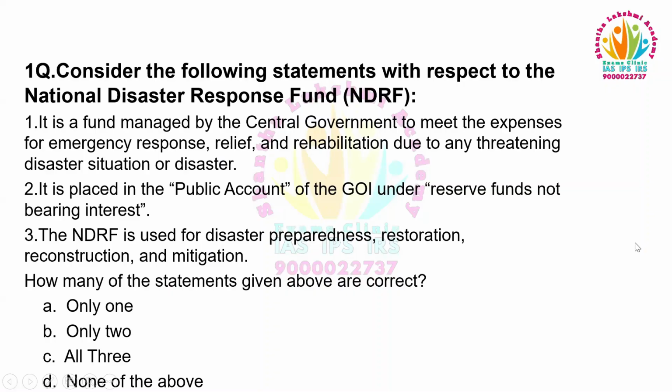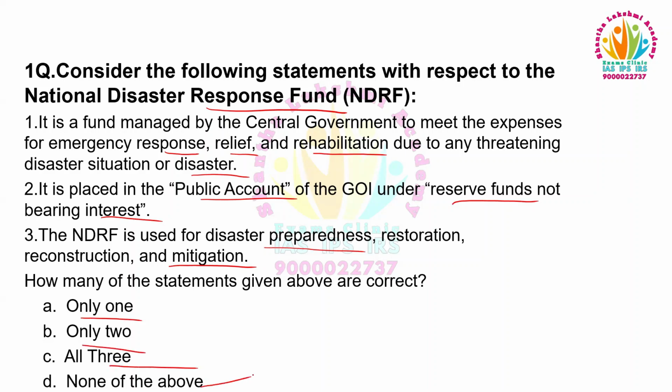Consider the following statements with respect to the National Disaster Response Fund. It is a fund managed by the central government to meet the expenses for emergency response, relief and rehabilitation due to any threatening disaster situation or disaster. It is placed in the public account of the Government of India under reserve funds not bearing interest. The NDRF is used for disaster preparedness, restoration, reconstruction and mitigation. How many of the statements given above are correct? Only one, only two, all three, none of the above.